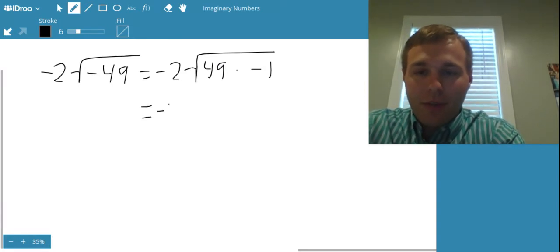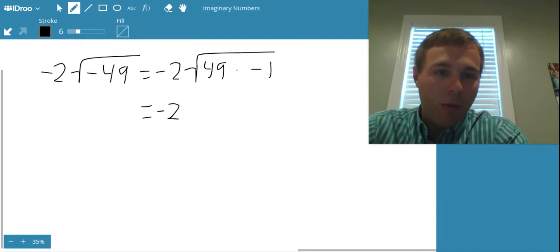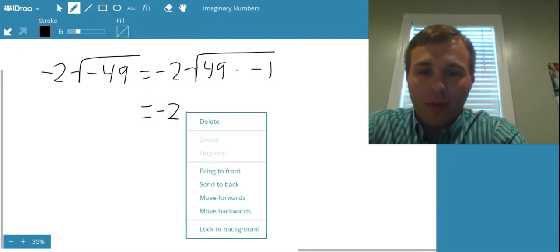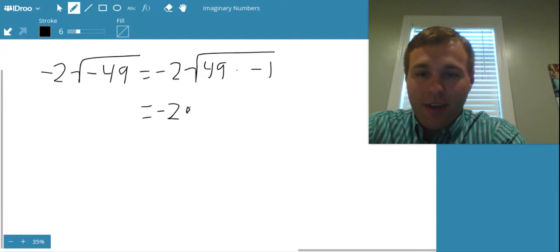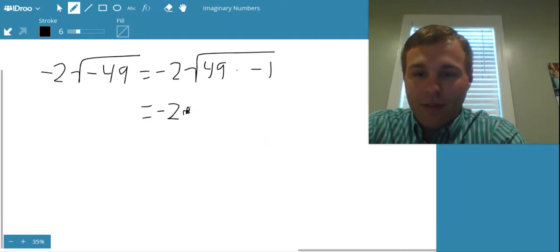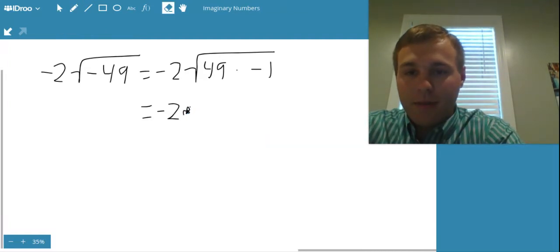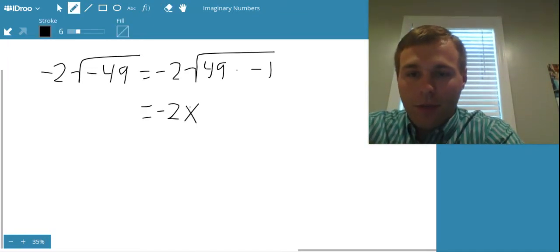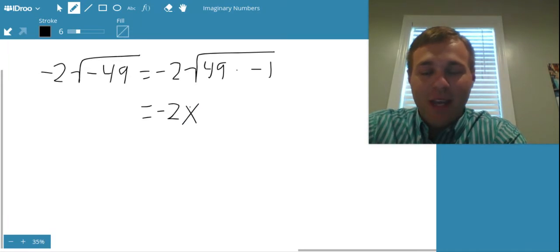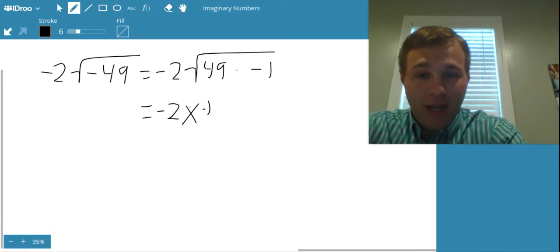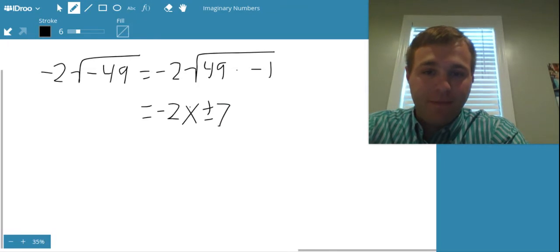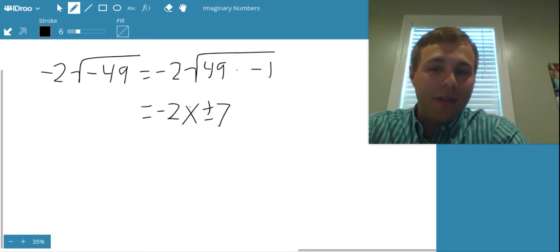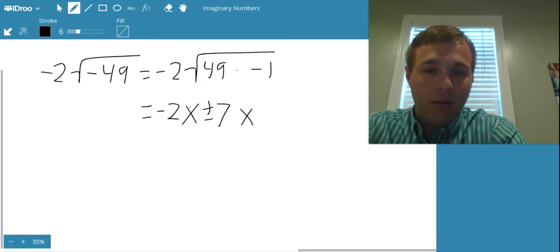So you got -2, and then what is the square root of 49? Well, it's going to be multiply. I'll do the old-fashioned multiplication sign. -2 times positive or negative sign, and then what is the square root of -1? Okay, well that would be i, dealing with our imaginary numbers.